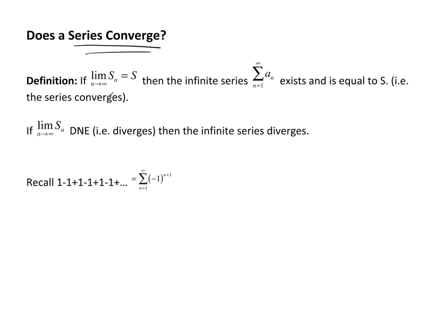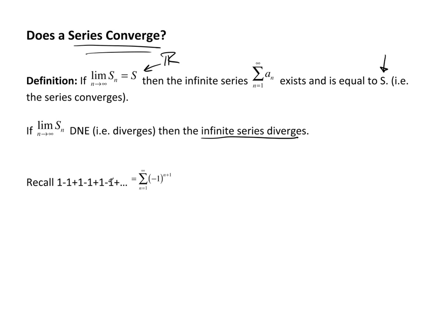If the limit as n goes to infinity of s of n, the partial sums, equals s, where s here is some real number, then the infinite series, n equals 1 to infinity of an, exists and is equal to s. In other words, it converges to this value s. Now, if the limit as n goes to infinity of the partial sums s of n does not exist, in other words, it diverges, then we say that the infinite series diverges.